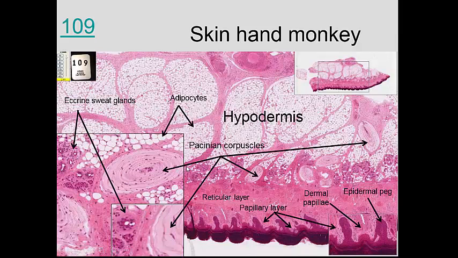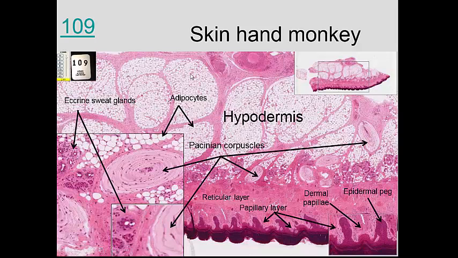Also, there are Pacinian corpuscles. You see these onion-like things in through there. And then we have an eccrine sweat gland. So this is the gland that makes you sweat throughout the body. And here's a duct of it. The duct is more eosinophilic, or red, as opposed to the secretory portion.